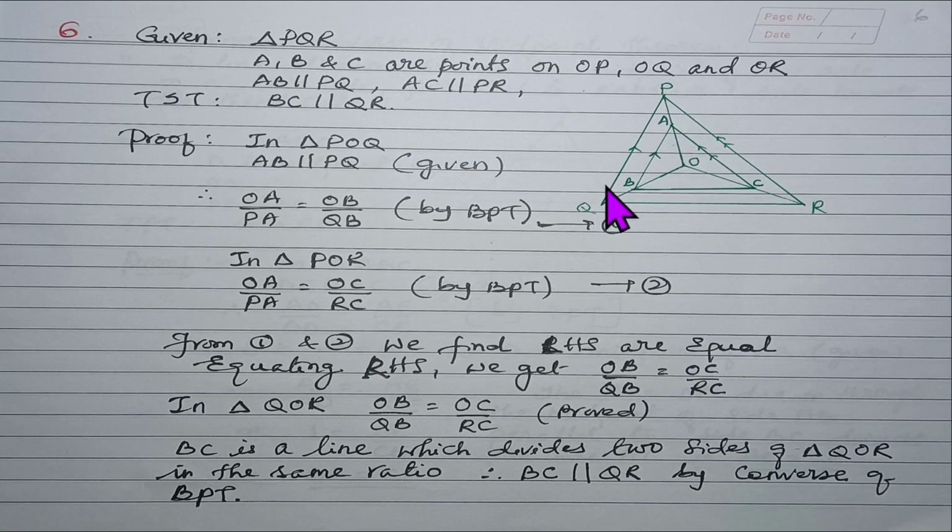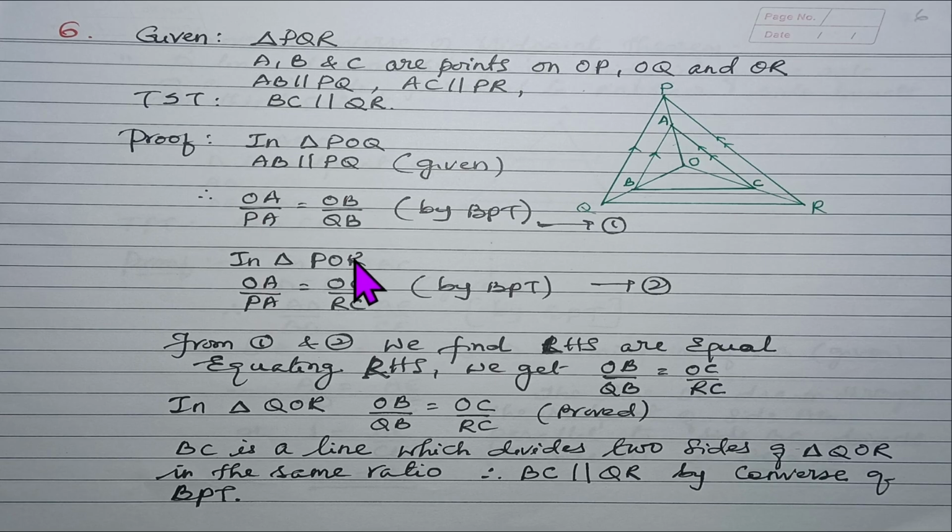If you take the triangle POQ, we are given that AB is parallel to PQ. Naturally, OA upon PA is equal to OB upon QB. Let us call this 1. Now also we are given that AC is parallel to PR. That means OA upon PA is equal to OC upon RC. That is 2.